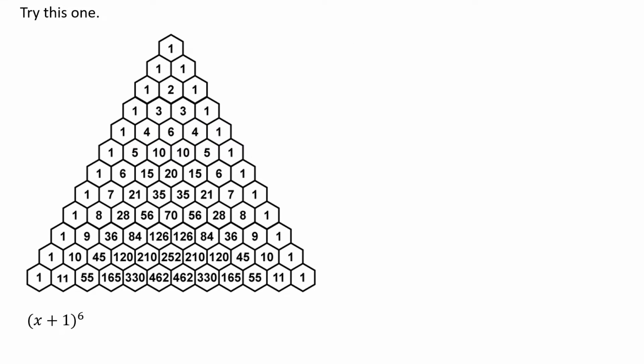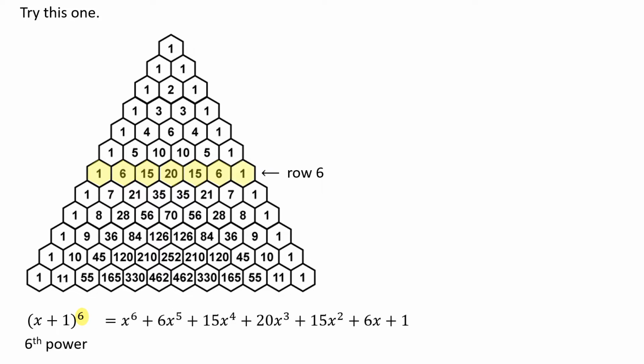So if I wanted x plus 1 to the 6th power, I say, hey, the exponent's a 6. I want to look at row 6. And I see that 1, 6, 15, 20, 15, 6, 1. So I'm going to have 1x to the 6th, 6x to the 5th, 15x to the 4th, 20x to the 3rd, 15x squared, plus 6x plus 1. And of course, this is easy because it's x plus 1 inside the parentheses.